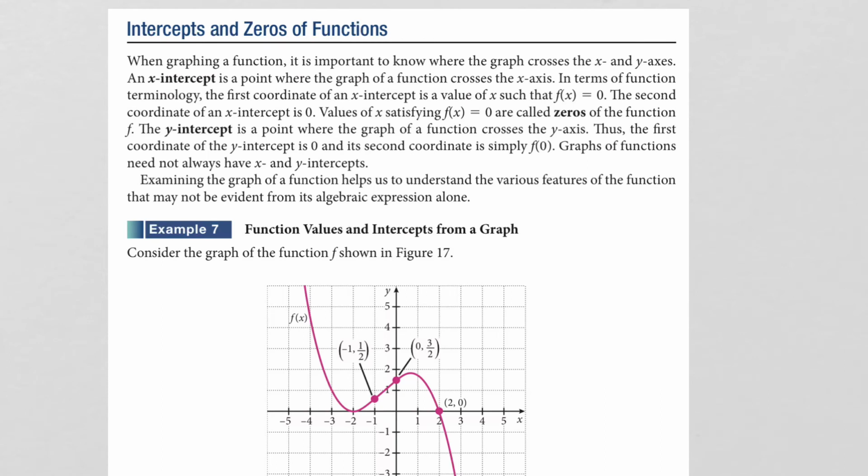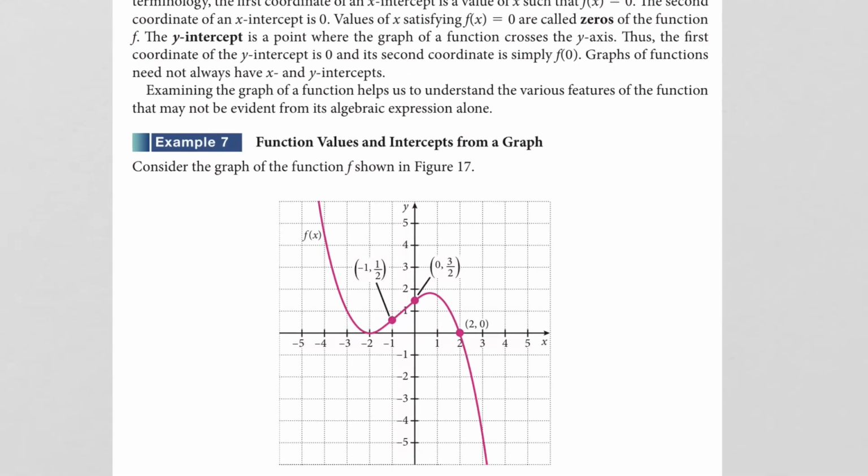One more thing I want to talk about is something that is called intercepts and also zeros of functions. This is really important. When graphing a function, it is important to know where the graph crosses the x and y axes. An x-intercept is a point where the graph of the function crosses the x-axis. In terms of function terminology, the first coordinate of an x-intercept is the value of x such that f of x is equal to 0.